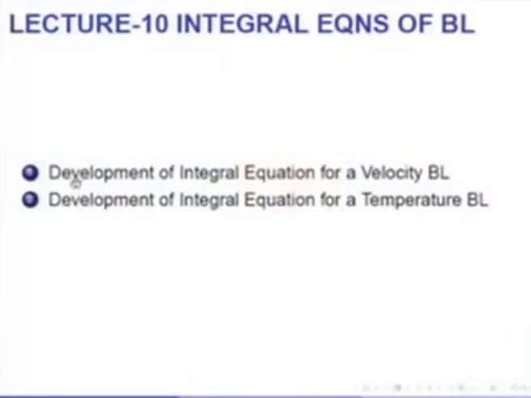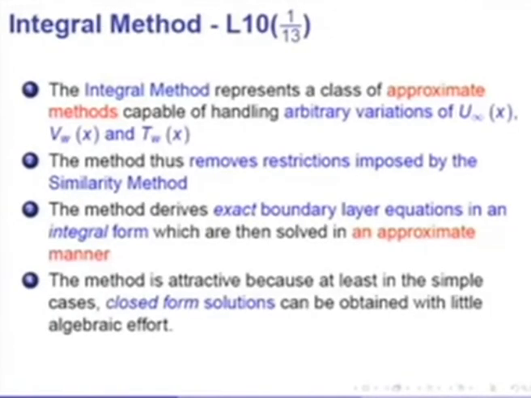So, we shall begin with the development of firstly the equation for a temperature boundary layer. The integral method represents a class of approximate methods capable of handling arbitrary variations of u infinity, suction or blowing velocity V w, and wall temperature variation T w.